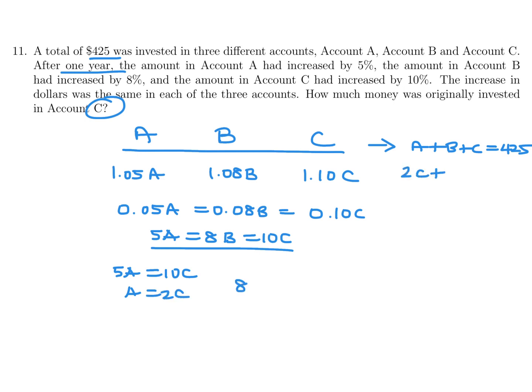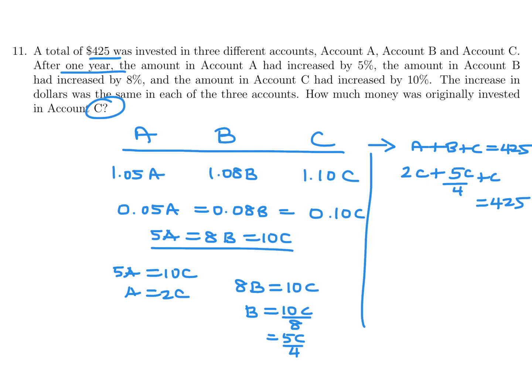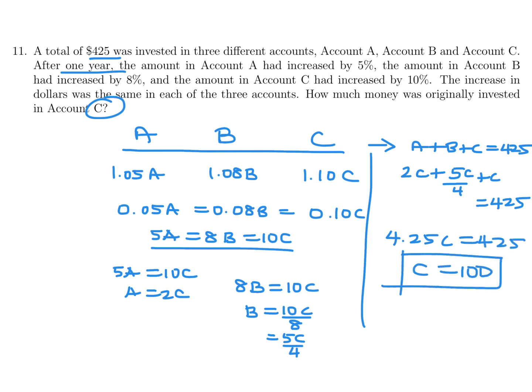And then let's get b in terms of c. 8b is equal to 10c, so b would be 10c over 8, which is 5c over 4. So that's going to be 5c over 4. And then c is already in terms of c, of course. And there we go, 425. So this can be easily solved. It'll be 3c plus 1.25c, so 4.25c is 425. Oh, okay, that's easy. So c is 100. There we go.